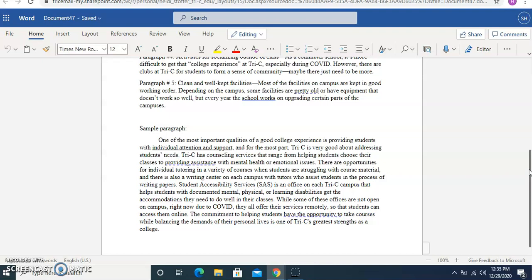But just remember that the first sentence of a paragraph should state the point that you're going to make, and then you're going to use the rest of that paragraph to support that point. So I'm going to give details and examples to help support that topic sentence.